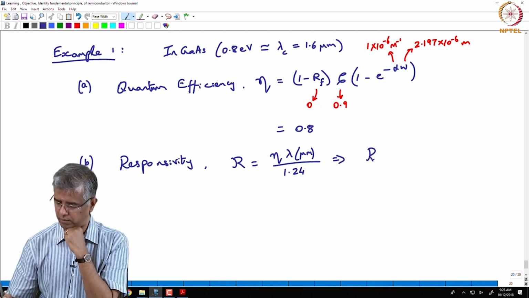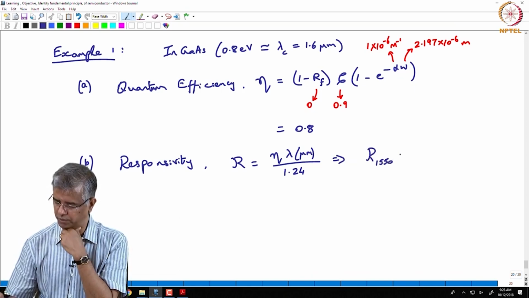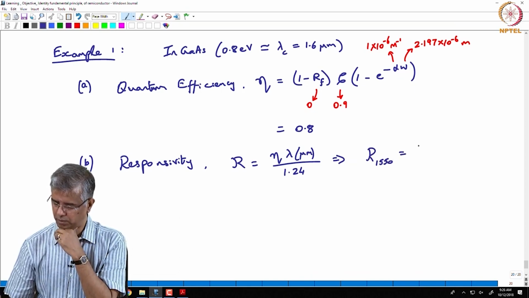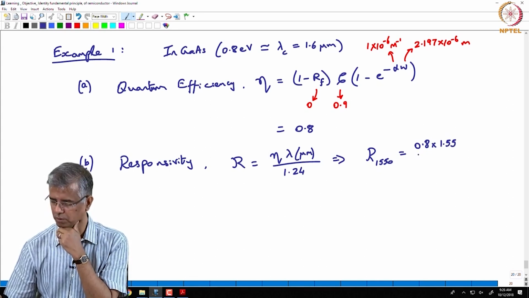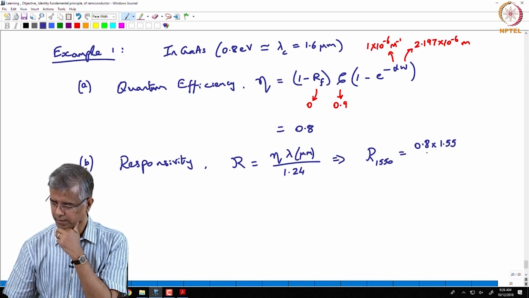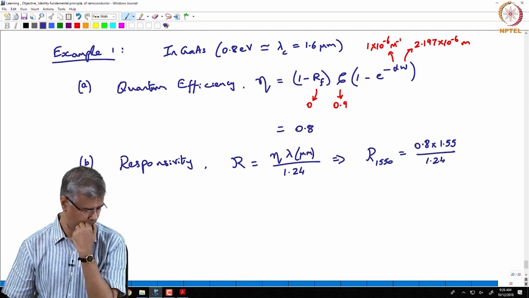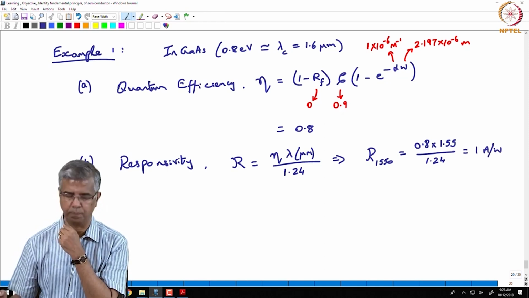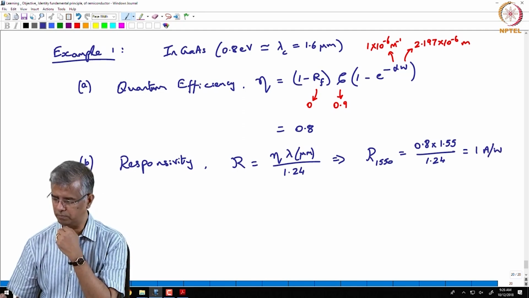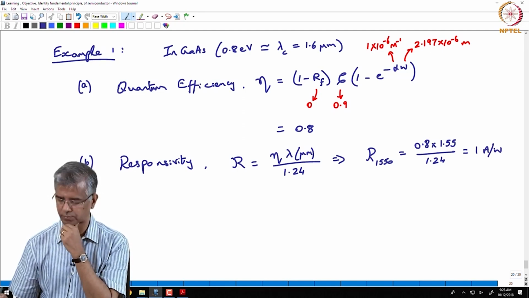This implies that the responsivity at 1550 nanometers, corresponding to eta is 0.8, multiplied by 1.55 in microns, right. 1550 is 1.55 microns, divided by 1.24, and if you do the math, I believe you would get 1 ampere per watt. Yes.